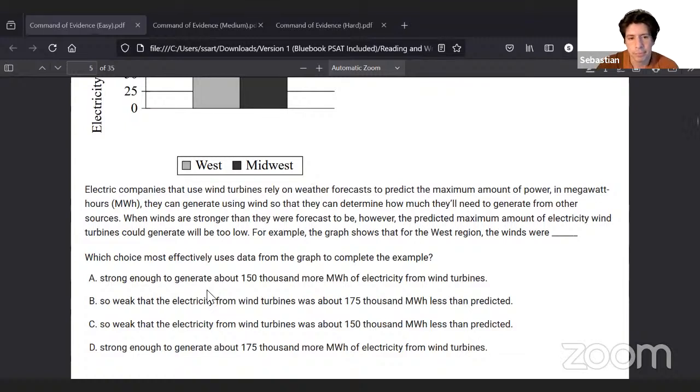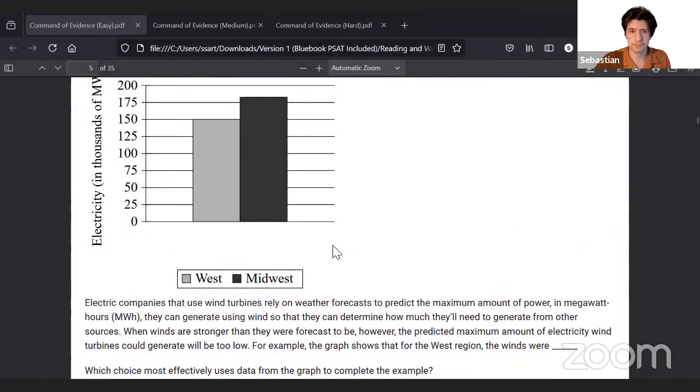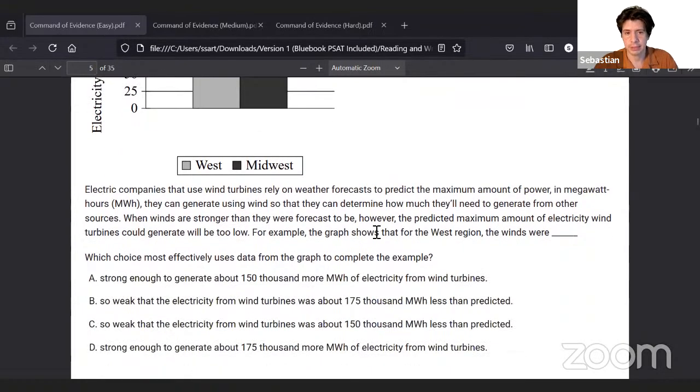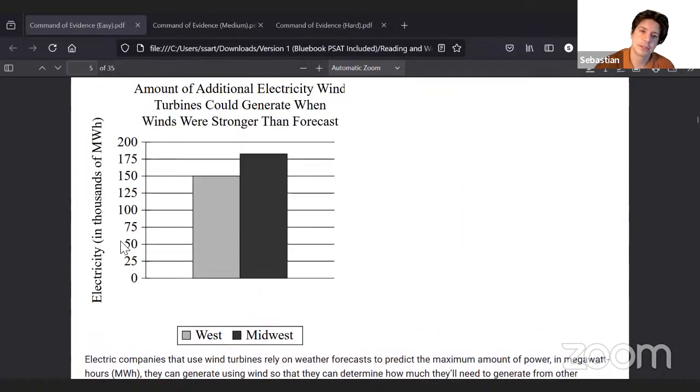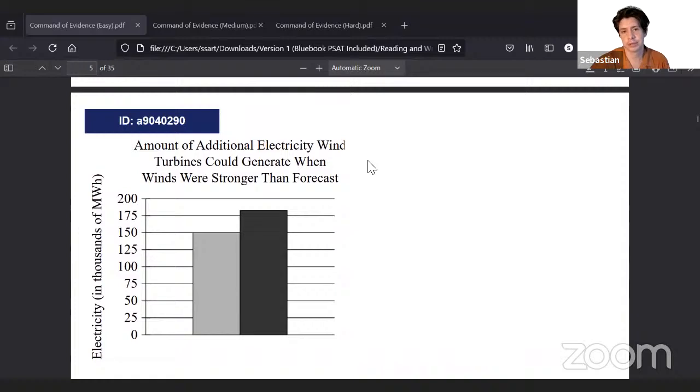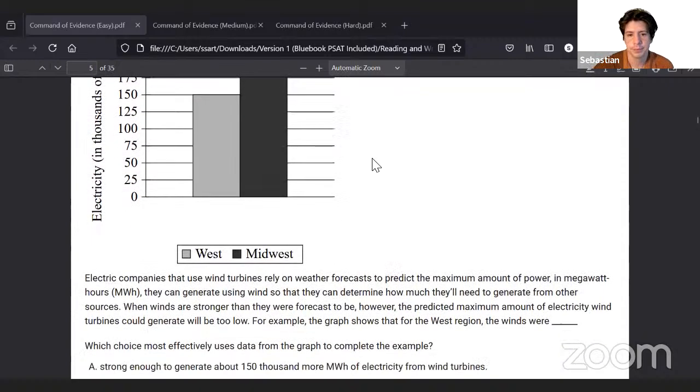Okay, so for example, the graph shows that for the West region, the winds were... okay, so it's 150 and it's less than the Midwest, right? When winds are stronger than they're forecast to be, however, the predicted maximum amount of electricity wind turbines could generate will be too low. And then electricity in thousands of megawatt hours: the amount of additional electricity wind turbines could generate when the winds were stronger than forecast.